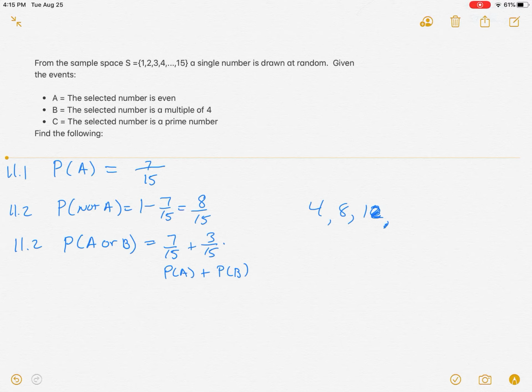And now we need to say, are they mutually exclusive? Because if they're not mutually exclusive, I have to subtract out the A and B overlap. So remember what A was. A was even. Are there any multiples of 4 that are also even? If so, I've double counted them, and yes, all 3 are. So I would take out all 3, and we'd be left with this 7/15 probability.